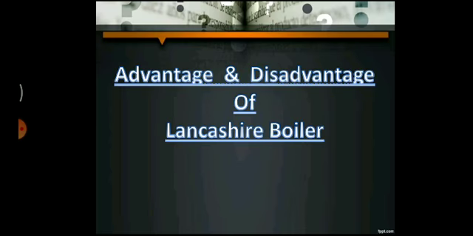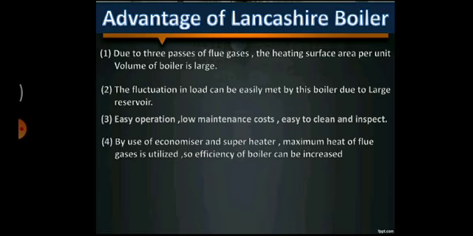What are the advantages of Lancashire boiler? Advantages of Lancashire boiler: due to 3 passes of flue gases, the heating surface area per unit volume of boiler is large. The flue gas passage inside the Lancashire boiler has 3 tubes, so the heat transfer obtained is very high. So heat transfer per unit area per unit volume is very large.